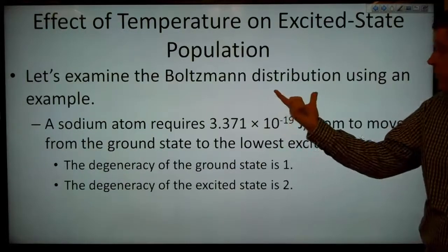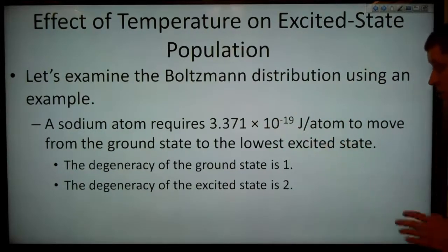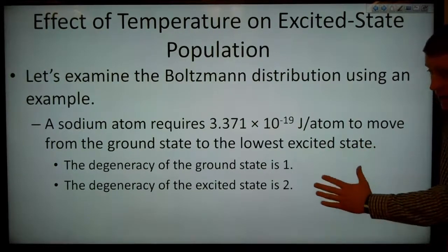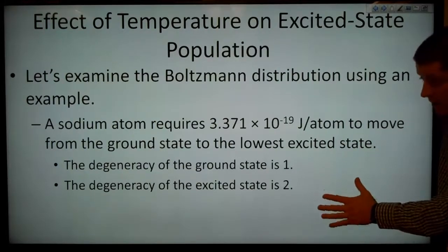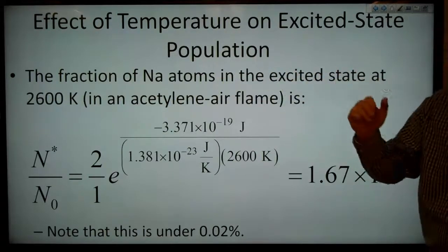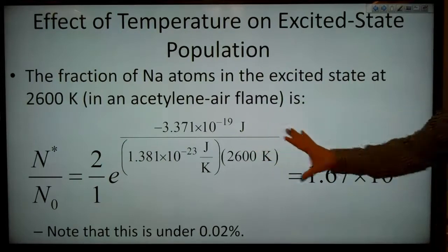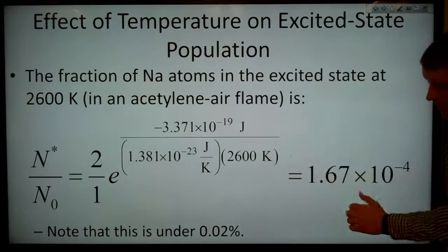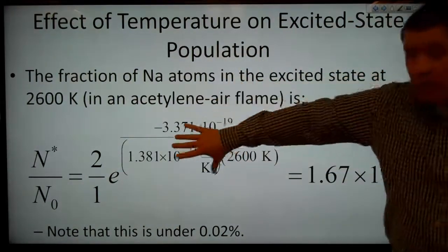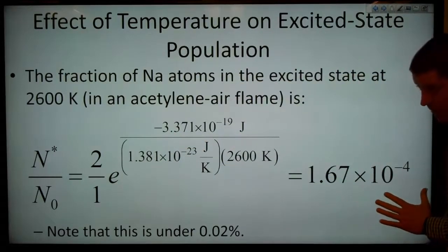So let's examine the Boltzmann distribution using an example. A sodium atom requires 3.371 times 10 to the minus 19 joules per atom in order to move from the ground state to the lowest excited state. The degeneracy of our ground state here is 1, and the degeneracy of the excited state is 2. So the fraction of sodium atoms in the excited state at 2600 kelvin, as might be seen in an acetylene air flame, is then given here. So we plug in our values. We've got our degeneracies of our states there. We've got the energy difference. We've got the Boltzmann constant here, and we've got our temperature, and that gives us a value of 1.67 times 10 to the minus 4.